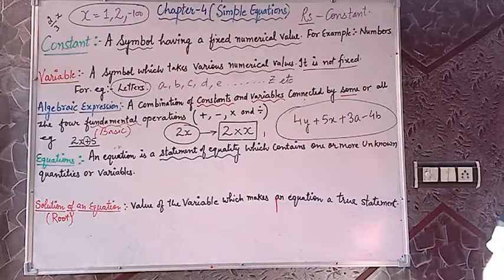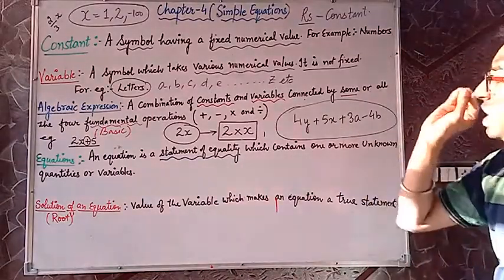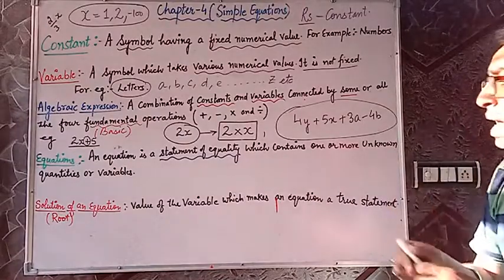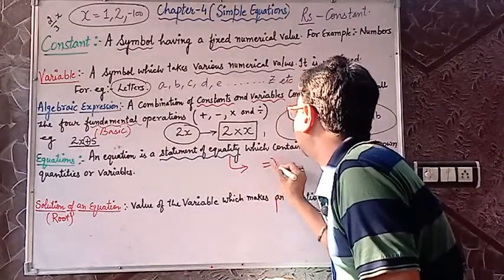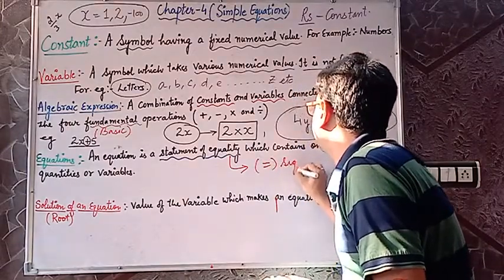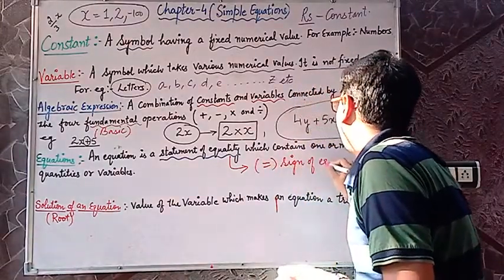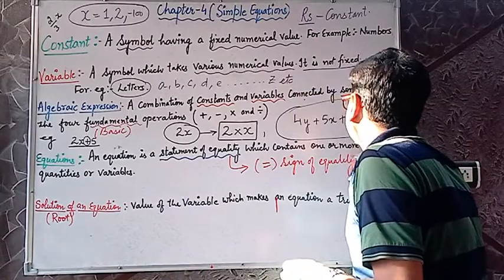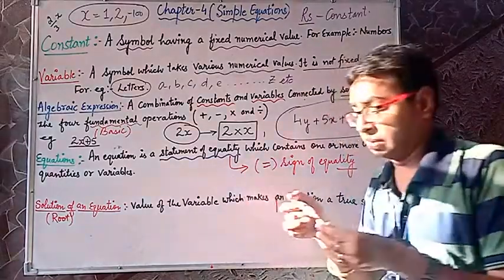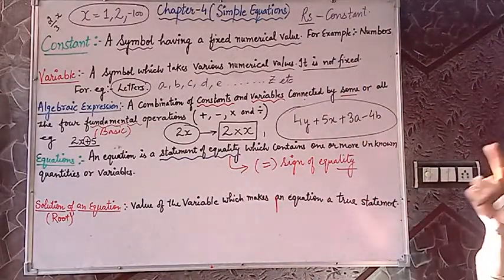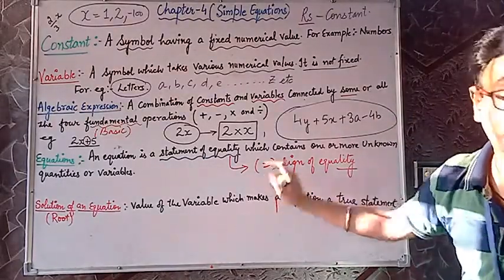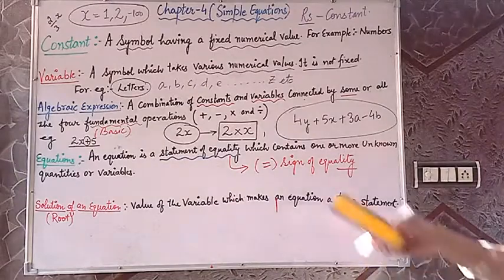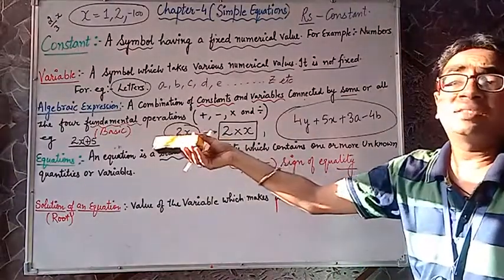Statement of equality means if we are writing any algebraic expression, it must contain the sign of equality. Equality sign must be there. This is what statement of equality means, that there must be a sign of equality. Equal sign must be there. Otherwise, it will not be called an equation.